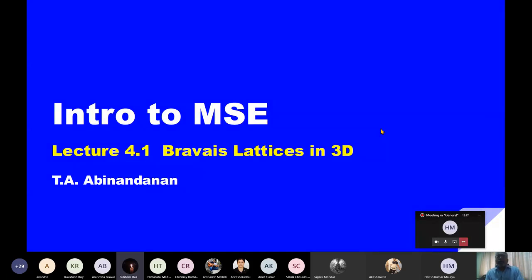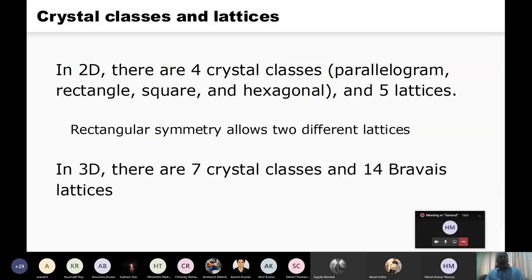Yes, sir. Okay, so this is just an enumeration of Bravais lattices. And this time around, we'll look at the Bravais lattices that arise in 3D. So in 2D, in the previous lectures and sessions, we discussed crystal classes and lattices. And we saw that there are 4 crystal classes, basically a parallelogram, a rectangle, square, and a hexagon. And these 4 classes also give rise to 5 lattices. There are 5 different lattices which can be classified into these 4 crystal classes.